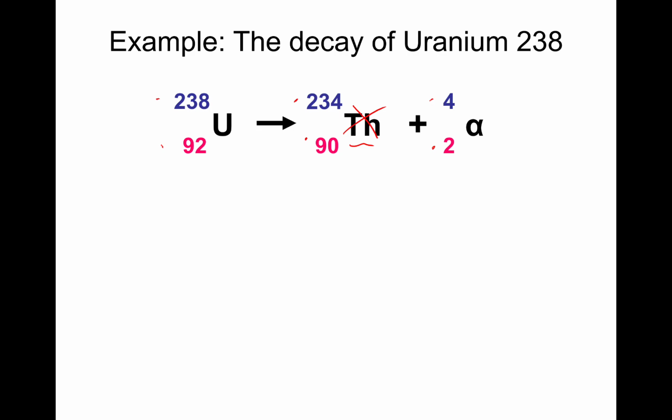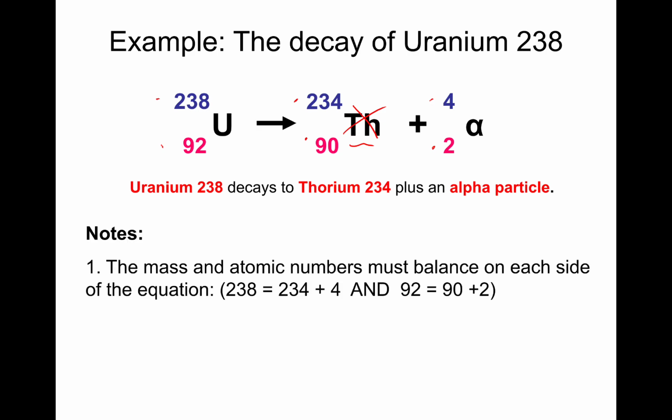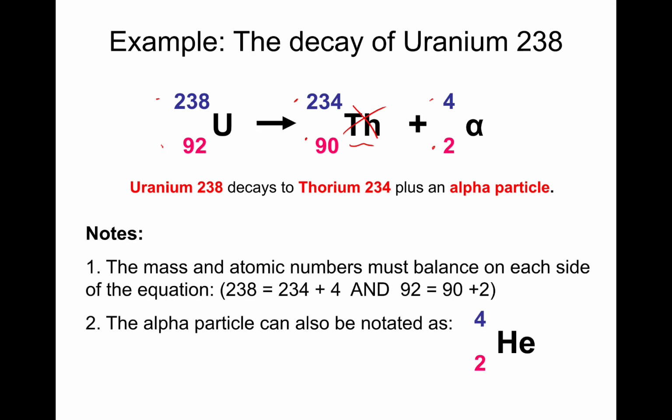A couple of notes. Uranium-238 decays to thorium-234 plus an alpha particle. The mass and atomic numbers must balance on each side of the equation. So 238 on the left-hand side is equal to 234 plus 4 on the right-hand side. And the 92 on the left is equal to the 90 and the 2 for the atomic number or the proton number on the right-hand side. The alpha particle, if you wish, which is less commonly done, can be notated as helium-4, 2. The typical one is this, the alpha particle.